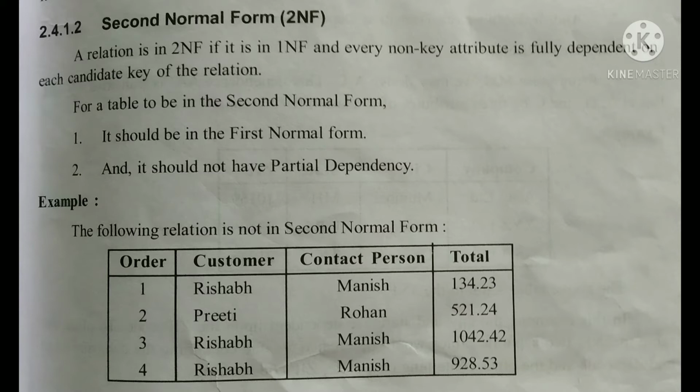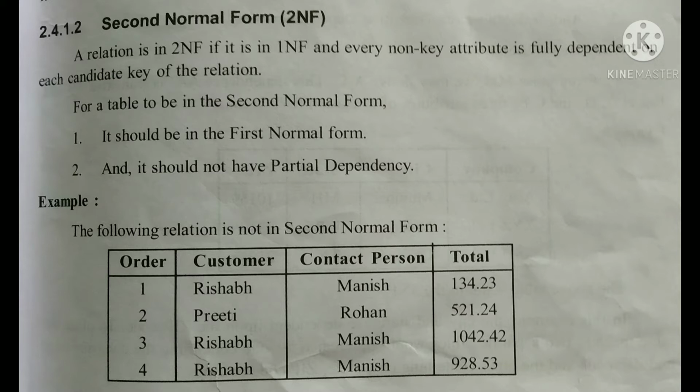There are 4 general points. It should only have single atomic valued attributes or columns. Values stored in columns should be of the same domain. All the columns in a table should have unique names, and the order in which data is stored does not matter.